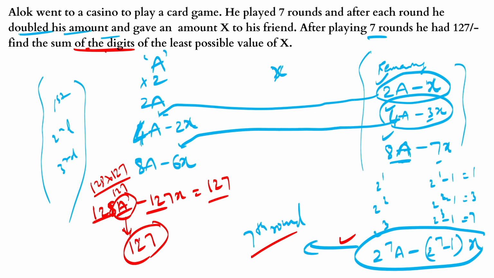So we know that the value is equal to 127. We are asked to find out the sum of the digits. Sum of the digits is 1 plus 2 plus 7. This is equal to 10. 10 is the answer. So linear equations in three variables.